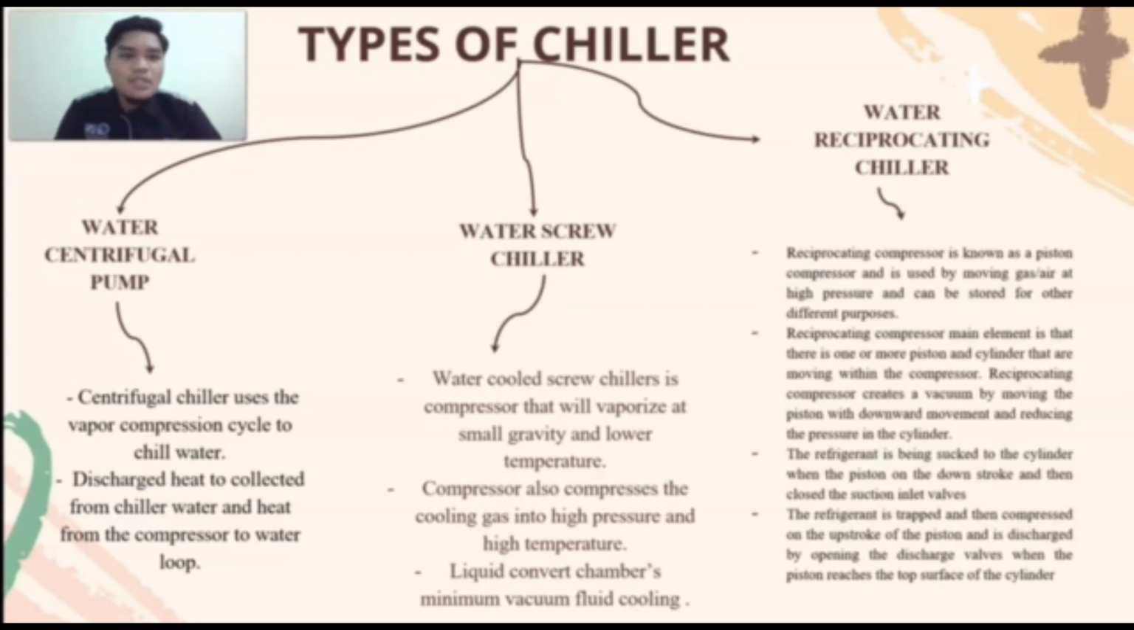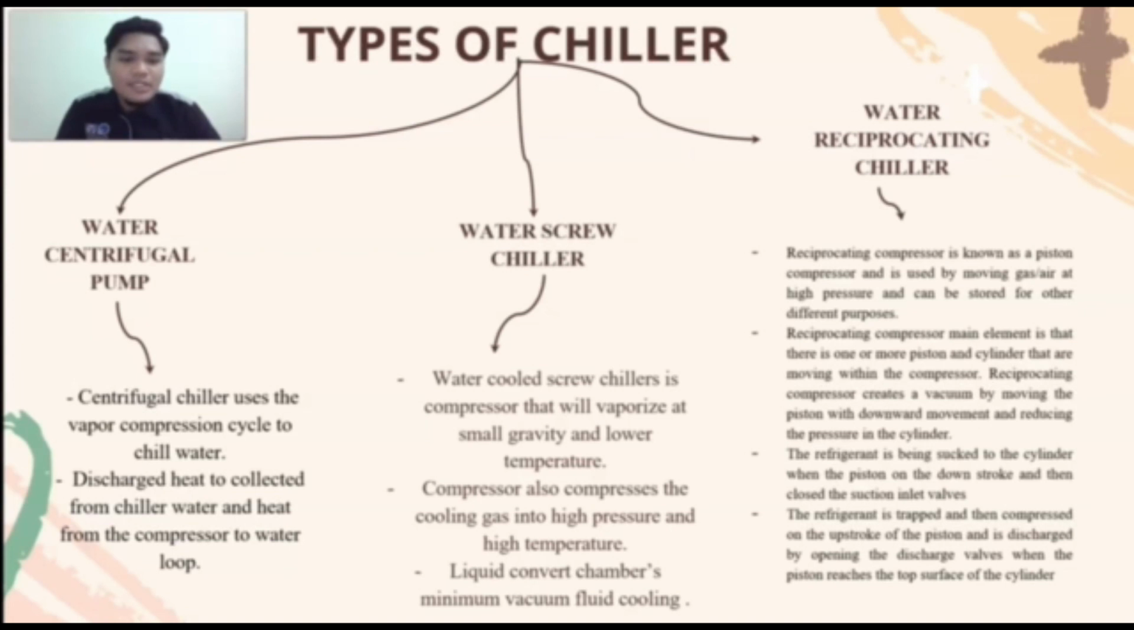Next is water reciprocating chiller. Reciprocating compressor is known as a piston compressor and is used by moving gas or air at high pressure and can be stored for other different purpose. Reciprocating compressor main element is that there is one or more piston and cylinder that are moving within the compressor. Reciprocating compressor creates a vacuum by moving the piston with downward movement and reducing the pressure in the cylinder.